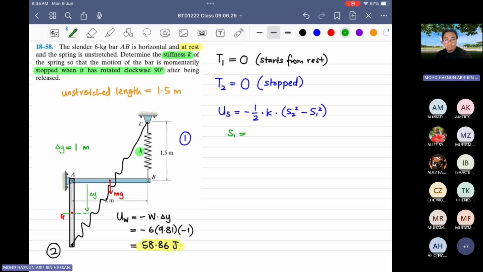S1 is 0 because, initially, the spring is not yet stretched. So S1 equals 0. Alright, so now what we need to find is L2, so that we can subtract the unstretched length of 1.5 meter, and then we can get the value of S2.